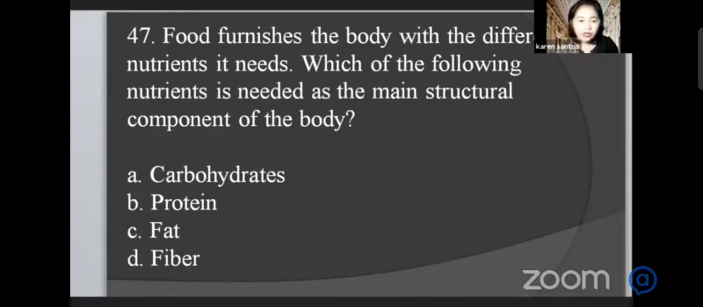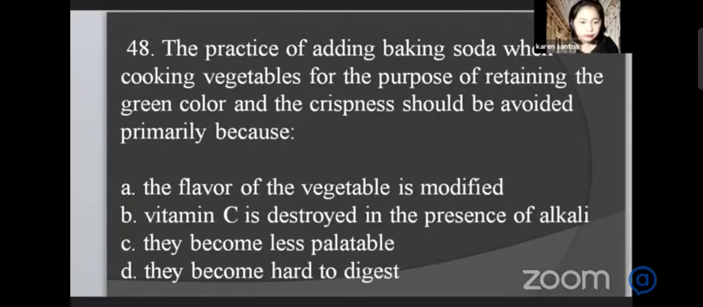Okay, for our next question. The practice of adding baking soda when cooking vegetable for the purpose of retaining the green color and the crispiness should be avoided primarily because A. The flavor of the vegetable is modified. B. Vitamin C is destroyed in the presence of alkali. C. They become less palatable. D. They become hard to digest.